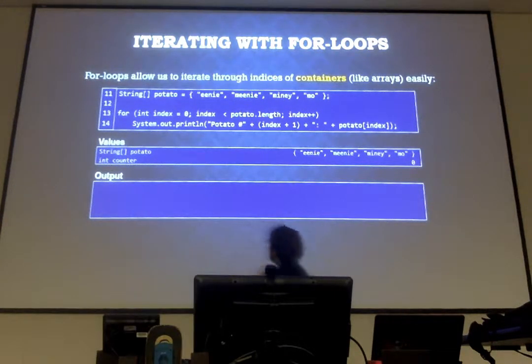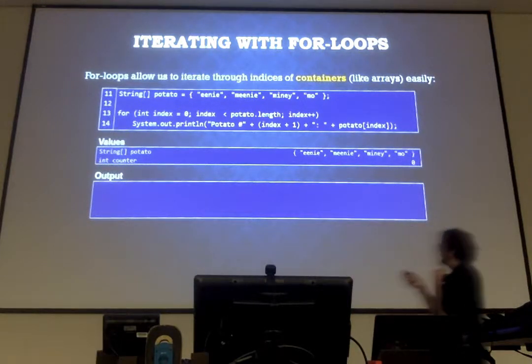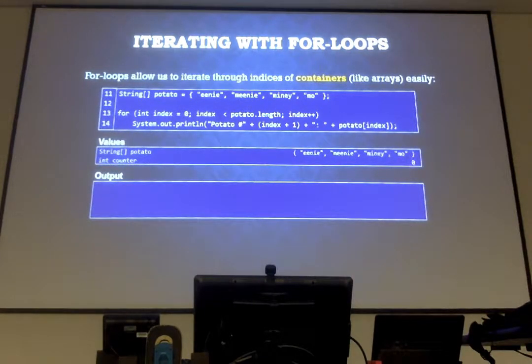The first time we execute this loop, we start counter at 0. And so we're going to print potato number 0 plus 1 is 1, and then potato 0, which is ini. So potato number 1, ini. And then we're going to increment that counter variable. That'll go up, right? Index plus plus means that variable goes up. And so 1 is still less than the potato's length. What's the potato's length again? 4, right? So it's 4 because there's 4 values in it.